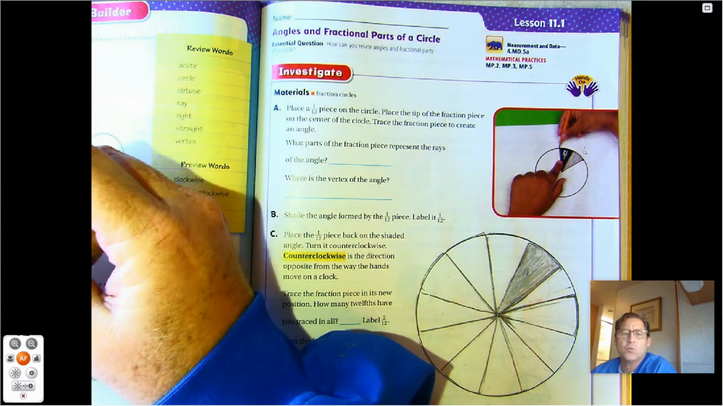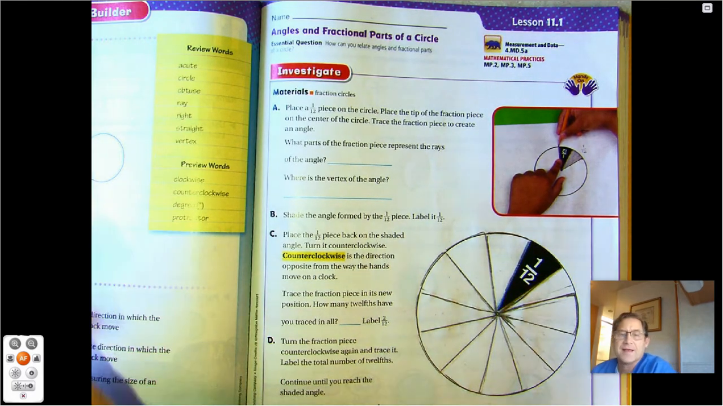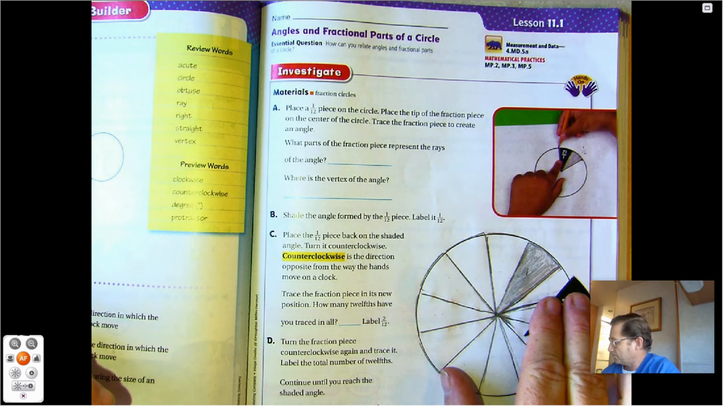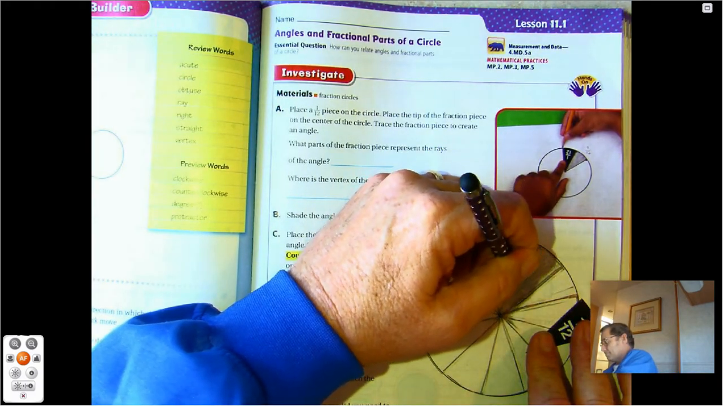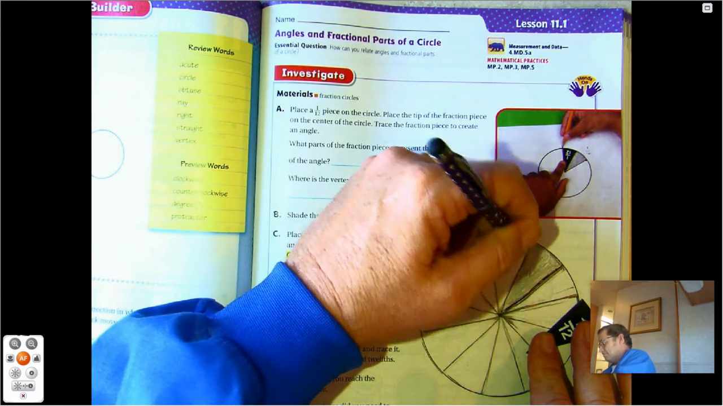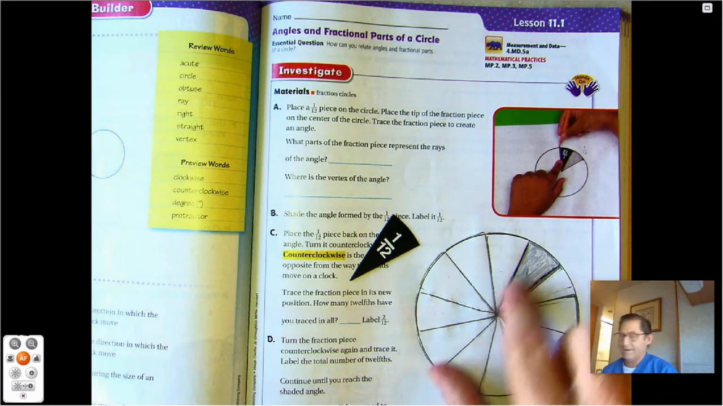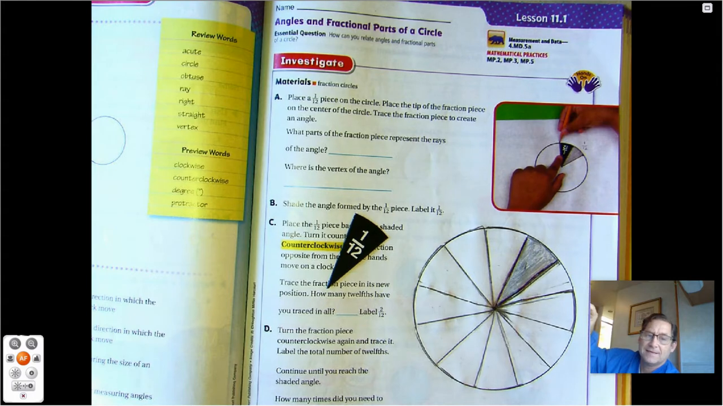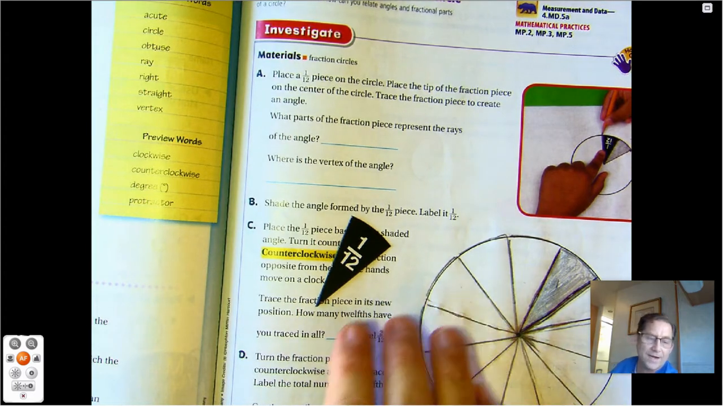It says place a 1/12 piece on the circle. Okay, so I put 1/12 there, and then trace the fraction piece to create an angle. So that would be our angle formed right there. And now, what parts of the fraction piece represent the rays?